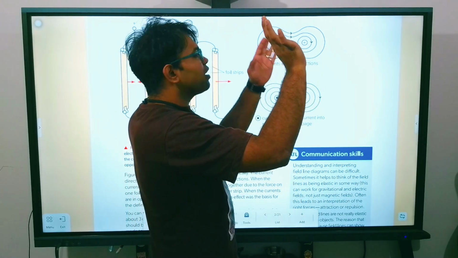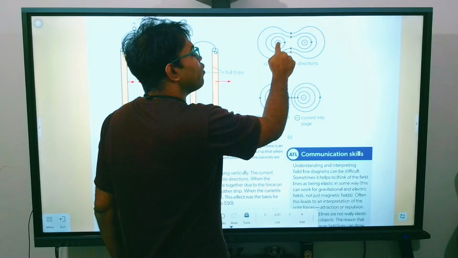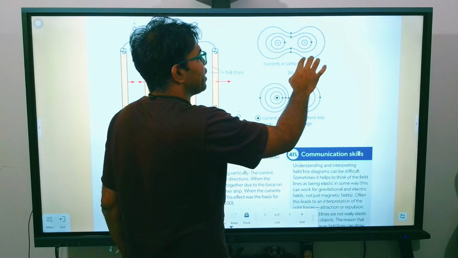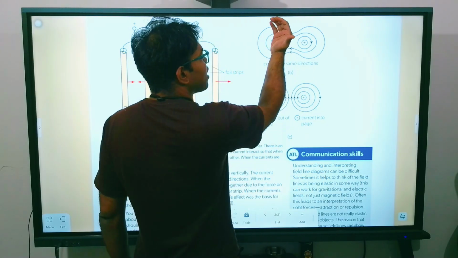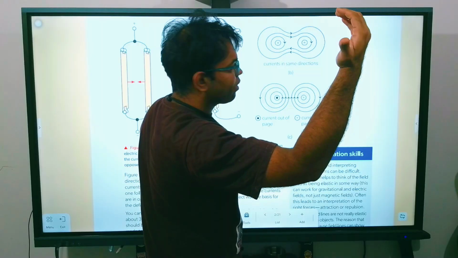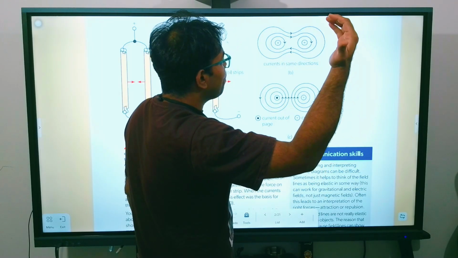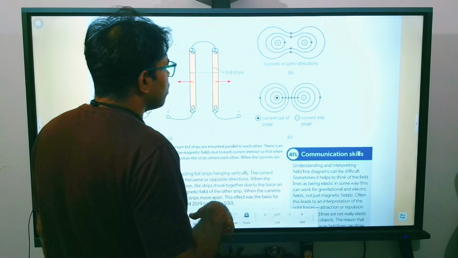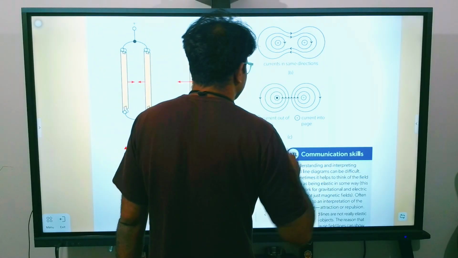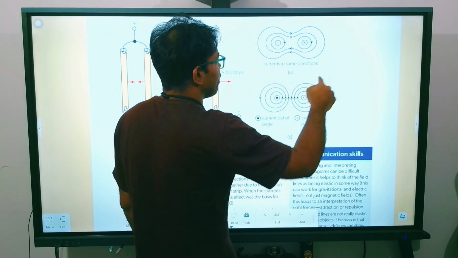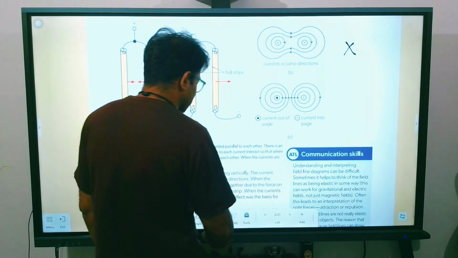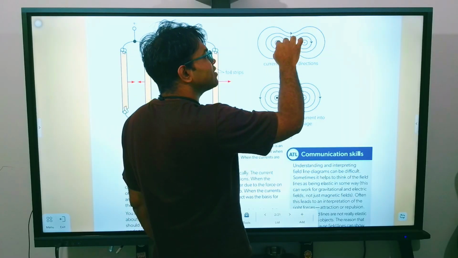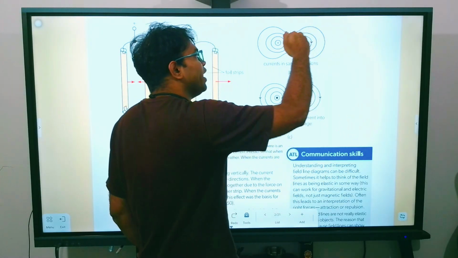So you have current flowing inwards. What does this plus sign mean? Basically, current in the same direction. Oh, current into the page. Okay, fine, understood. We usually write a cross here. That's why I was confused for a minute. So basically, inside this conductor, the current is going into the page.